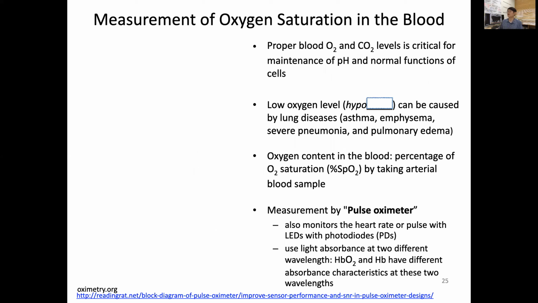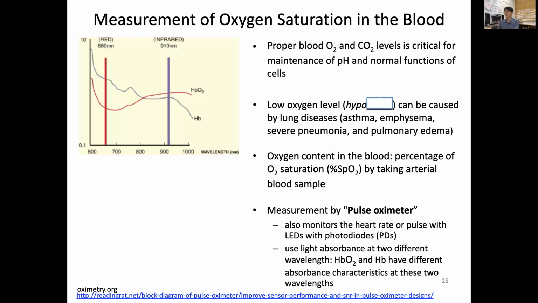So to measure this oxygen saturation in the blood, the proper blood oxygen and CO2, which is crucial for maintaining our pH and normal function of our cells, we use a trick based on biophotonics and the optical property of the blood.